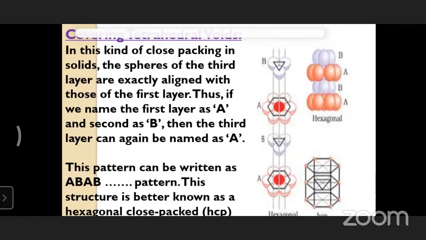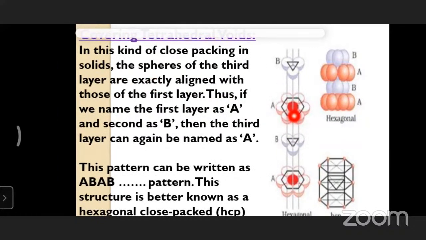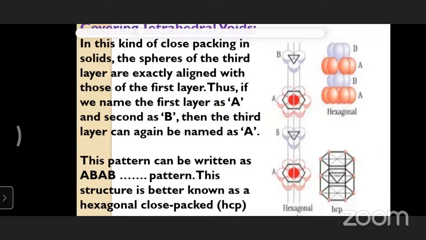Okay. So once again, I'm reading: the spheres of the third layer are exactly aligned with those of the first layer. This is exactly aligned with the first layer, so A, B, A. This is first, second and third. If we consider it, the third is exactly aligned with the first layer. Thus, if we name the first layer as A and the second layer as B, the third layer again changes to A.